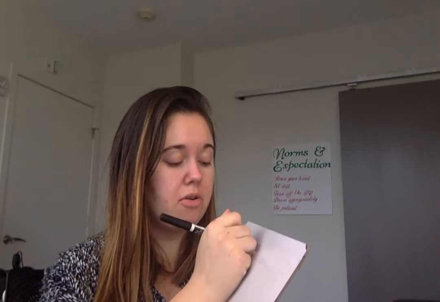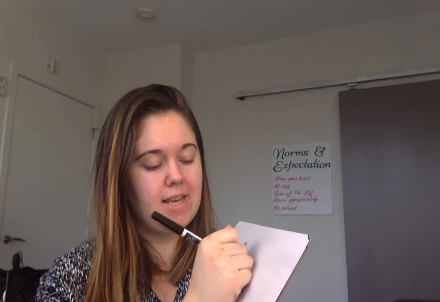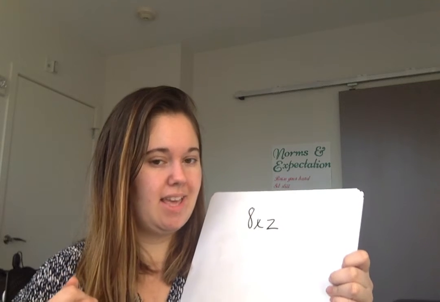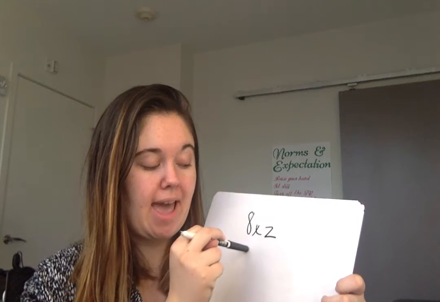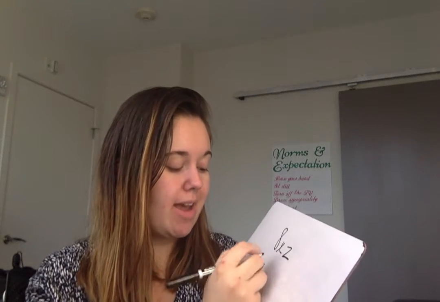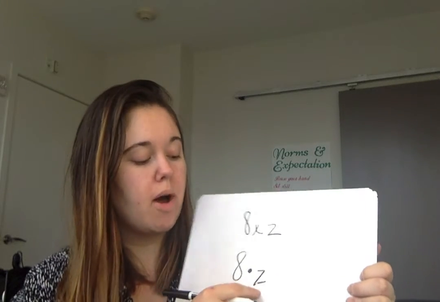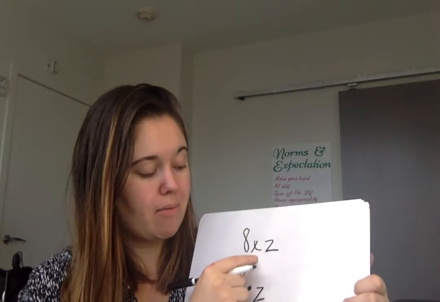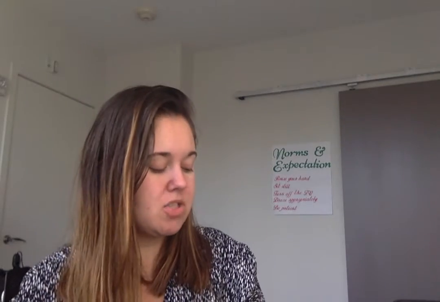Because I now know that 8x z is potentially 2 variables being multiplied by 8. But if I rewrite it as 8 times z, I now know there's only 1 variable. If I write the x, it gets a little too confusing on, okay, is that an x because you're multiplying, or is that an x because that's a variable? So we're not going to use the x, we're going to use that dot as much as we can.